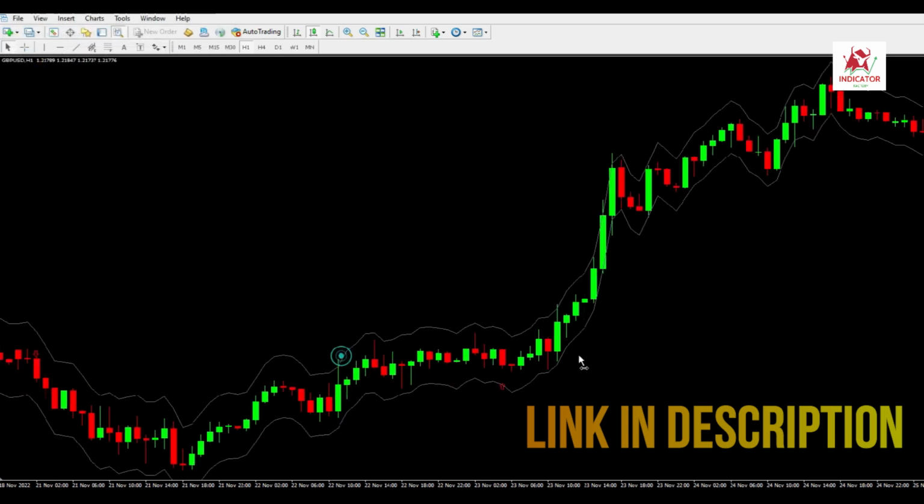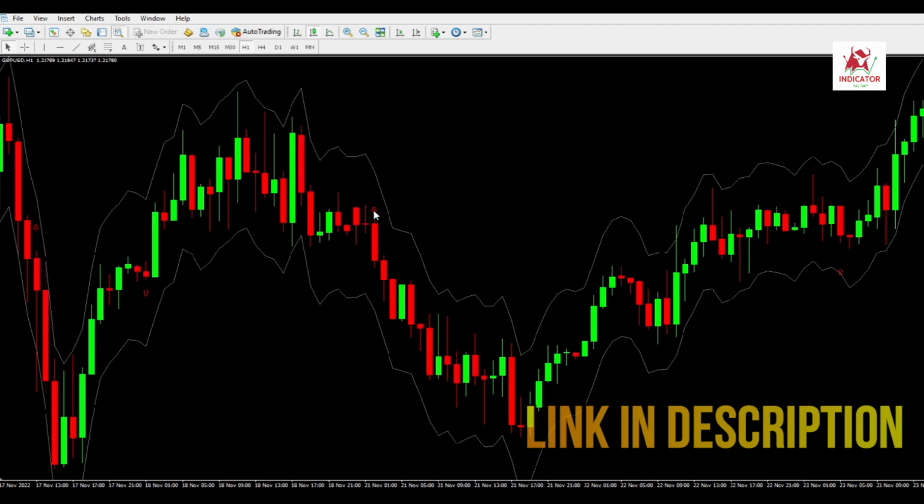MA-ATR indicator for MT4. Buy entries. MA-ATR indicator for MT4. Sell entries.